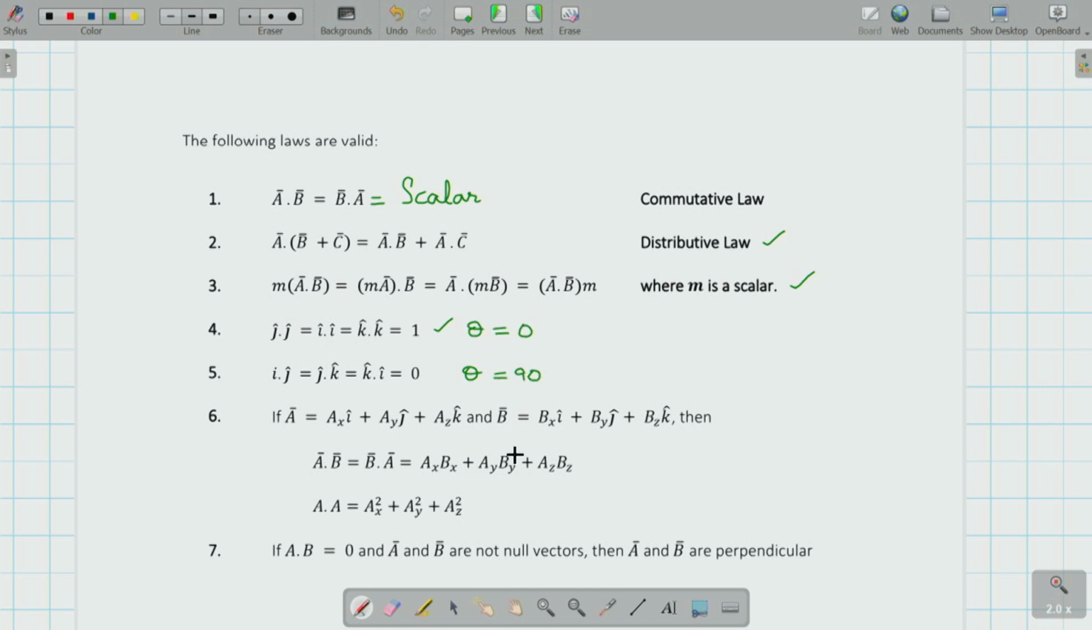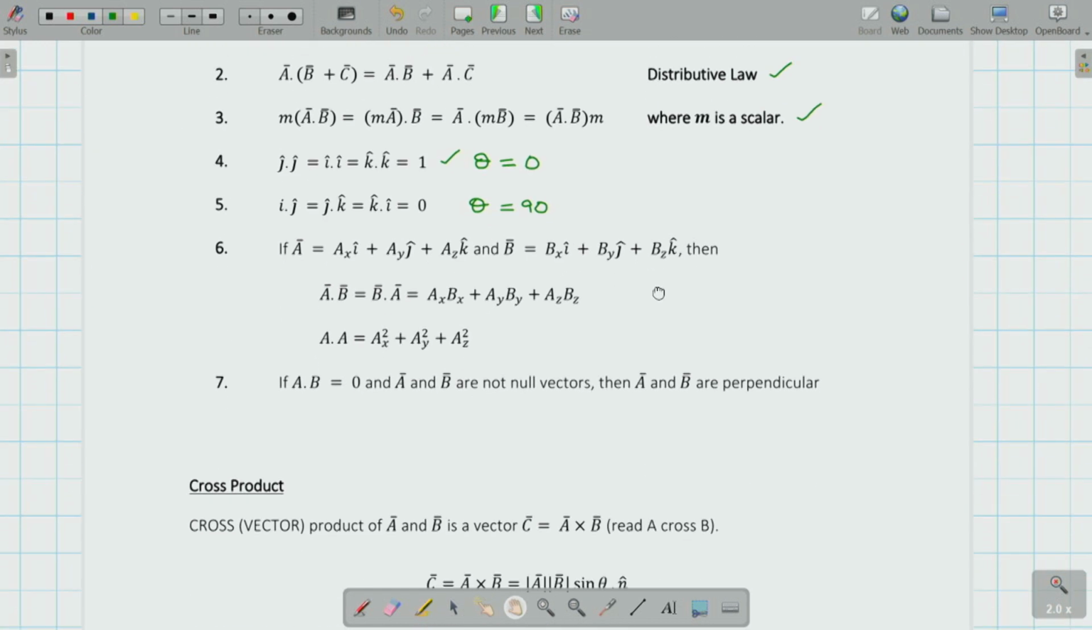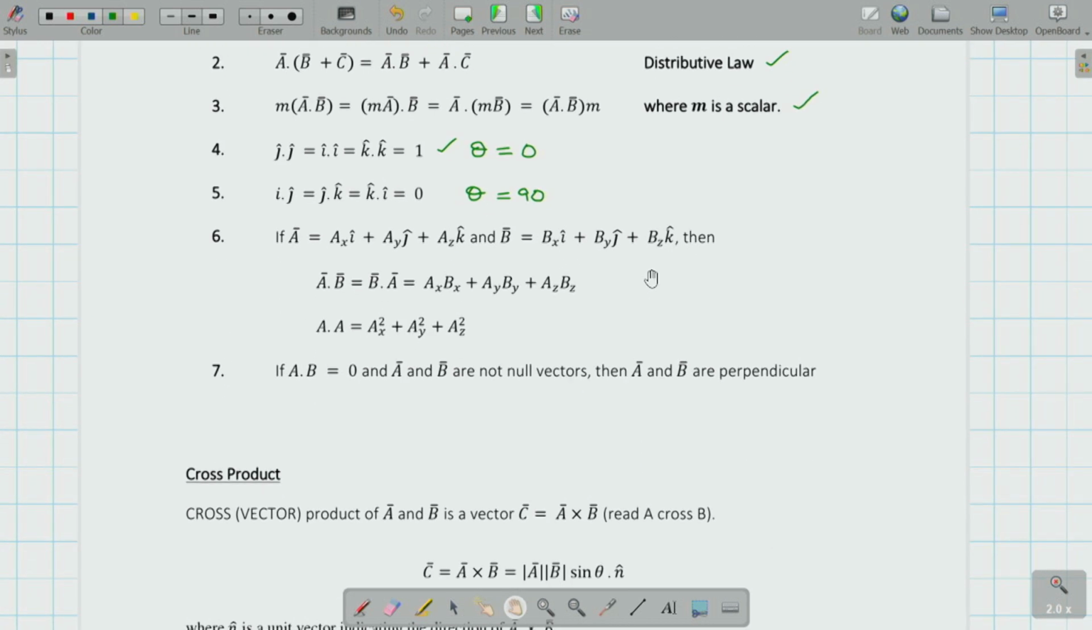A quick multiplication of two vectors given A and B. A vector is denoted as AXi plus AYj plus AZk. Similarly, the B vector is BXi plus BYj plus BZk. Then A dot B is equal to B dot A, which will give us AXBX plus AYBY plus AZBZ. Similarly, A dot A would be AX square plus AY square plus AZ square.